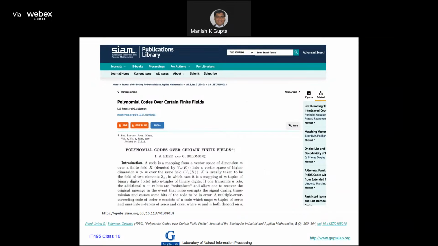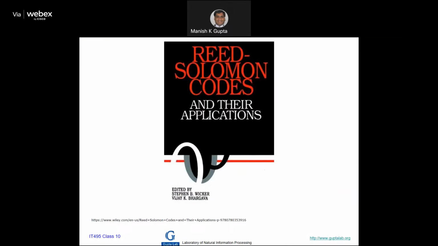In fact, if you want to know more about these codes, this book is available in our library, Reed Solomon Codes and Their Applications by Stephen Wicker and Vijay Bhargava. It's kind of an edited book. Interesting stuff is given about diverse applications, right from space communication till hard disks. Actually it has revolutionized storage, mass media storage, flash drive. They're revolutionized by Reed Solomon codes. So they are very, very popular codes. Okay.